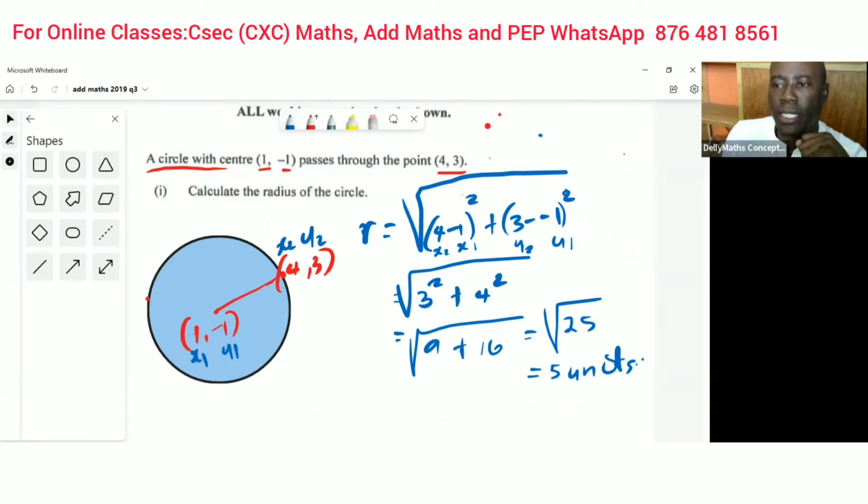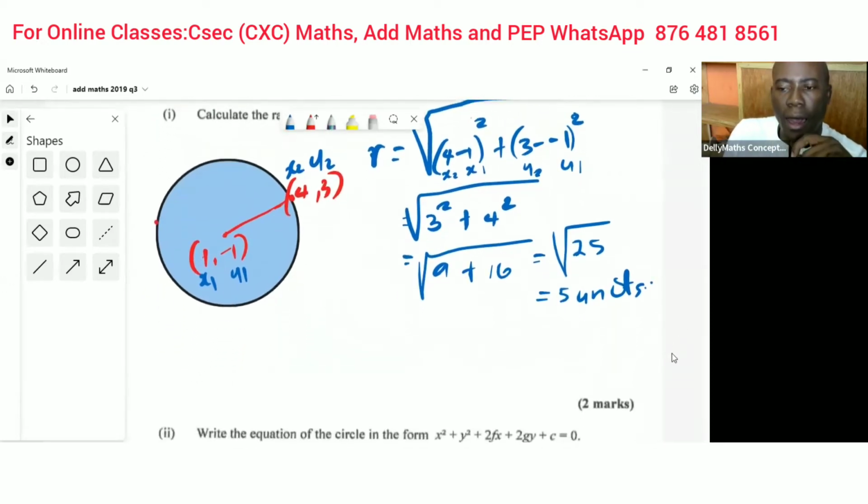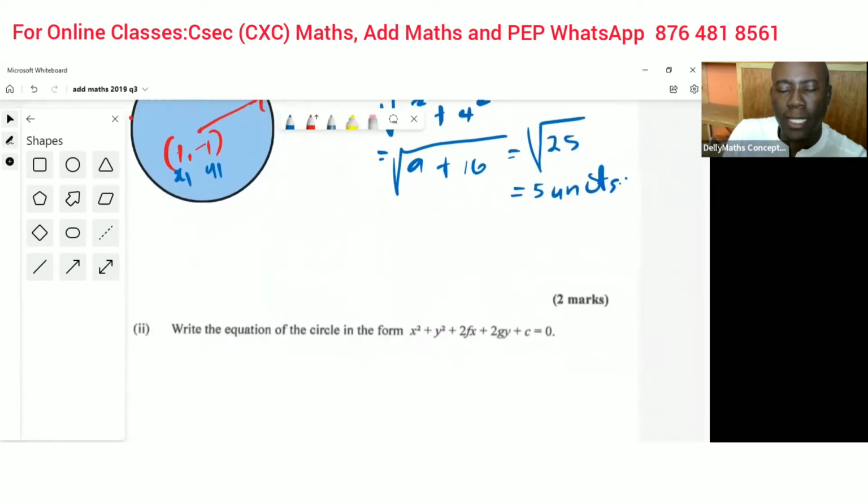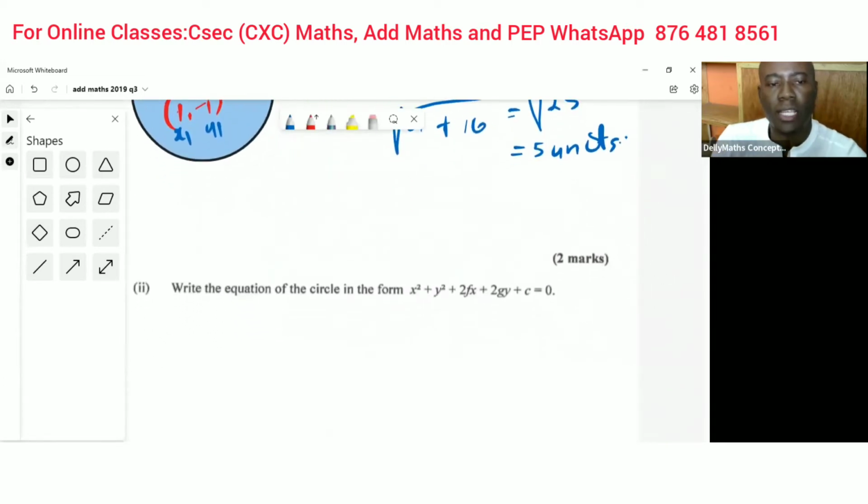And that would have taken care of that first question. The second part of the question says write the equation of the circle in the form x squared plus y squared plus 2fx plus 2gy plus c. So it's just the equation of the circle that we're dealing with, and we're going to carry everything on one side and let it equal to 0.